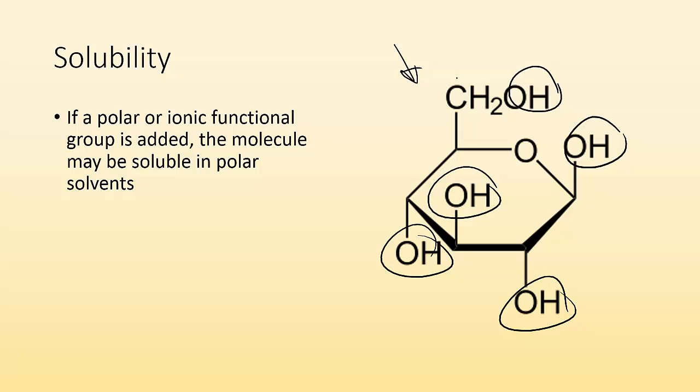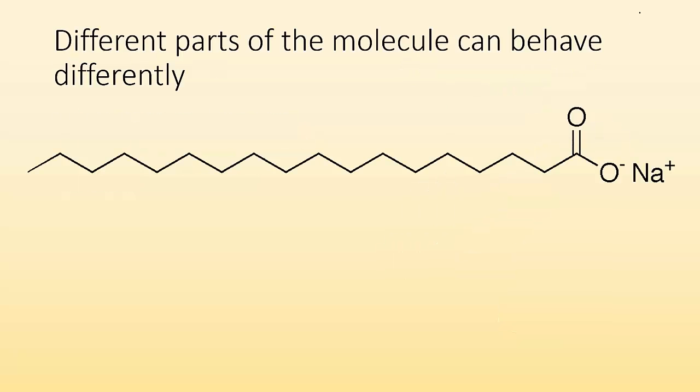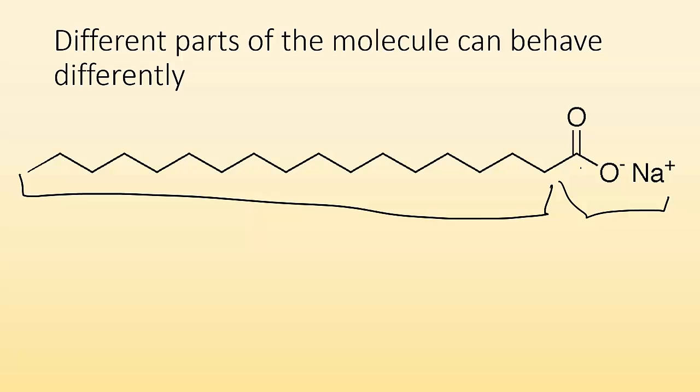So sugar is an organic molecule, and the reason that it's soluble in water is because of the functional groups that are on it. What's really interesting is different parts of the molecule can behave differently. If I'm taking a look at this molecule, I can kind of break it up into two different parts. This part right here is nonpolar. It's just a long carbon chain, and then this end is really polar. It's even ionic. So this end will dissolve in water. So that end is water soluble, and this end is not water soluble.